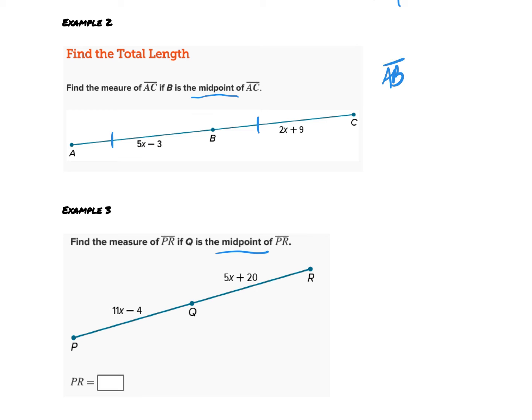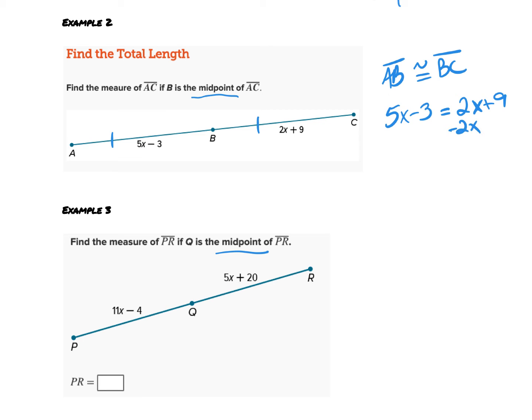Anytime you see that term midpoint, we can assume that AB is equal to BC. So 5x minus 3 equals 2x plus 9. All I did was substitute the expressions in, because if the segments are equal, so are their values.